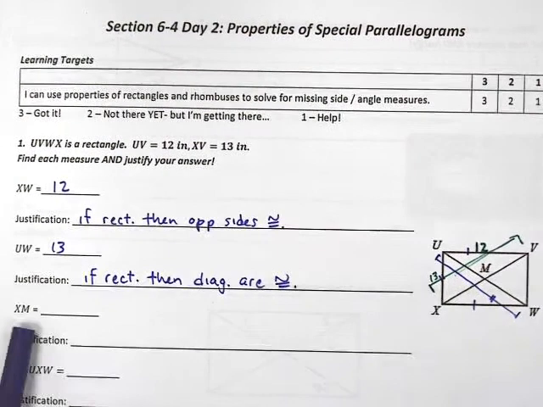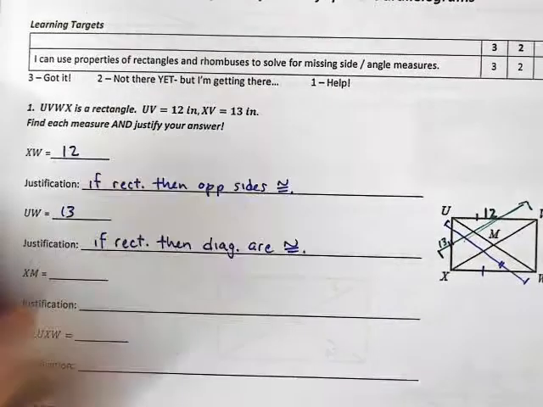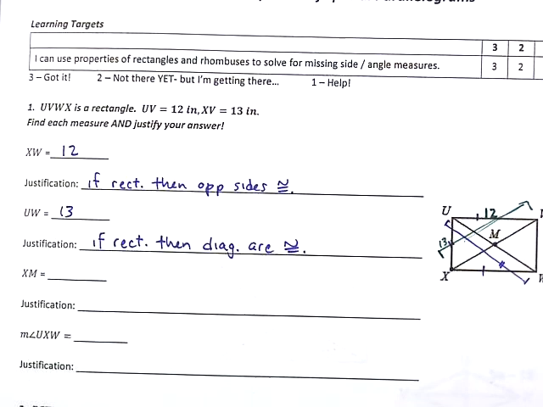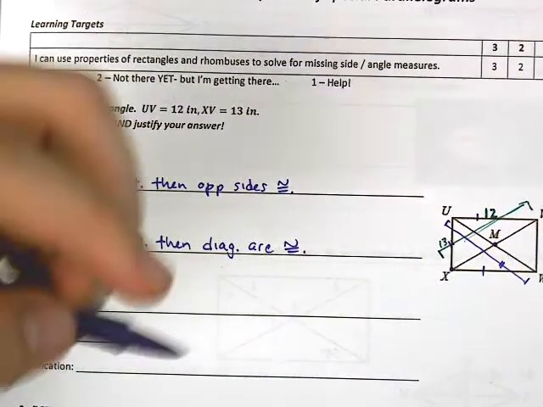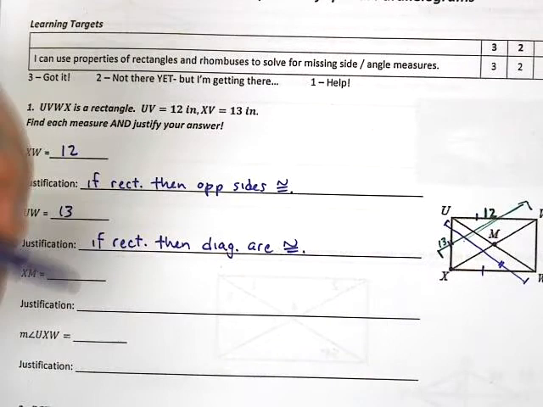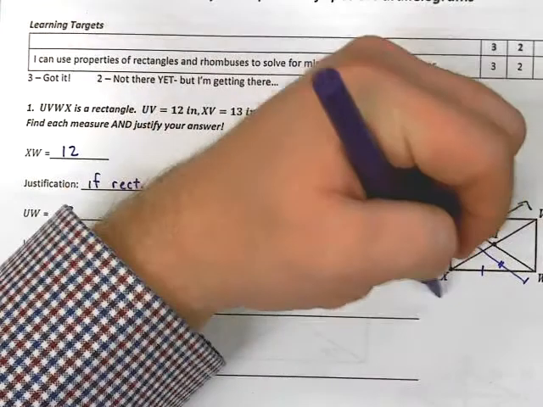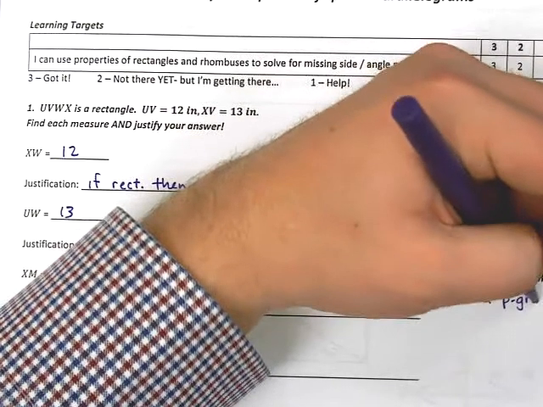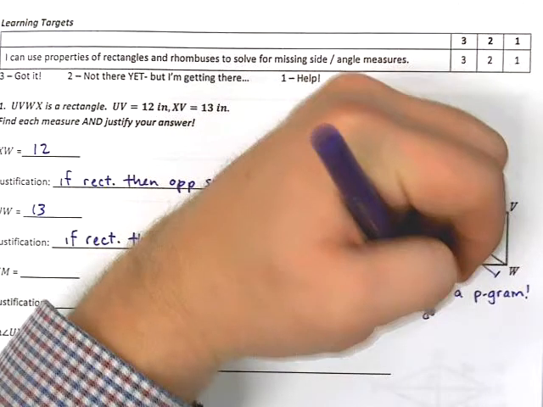Now, XM, let's look at XM. XM is from here to here. And what we need to remember here is what? Even though we're saying that we have a rectangle, it's still a parallelogram. Still a p-gram. And so if it's still a p-gram, don't we know that the diagonals bisect each other?